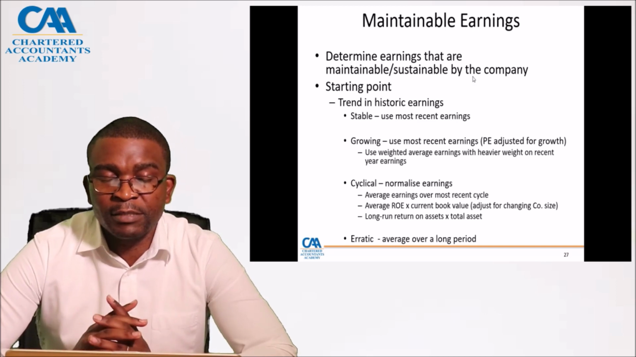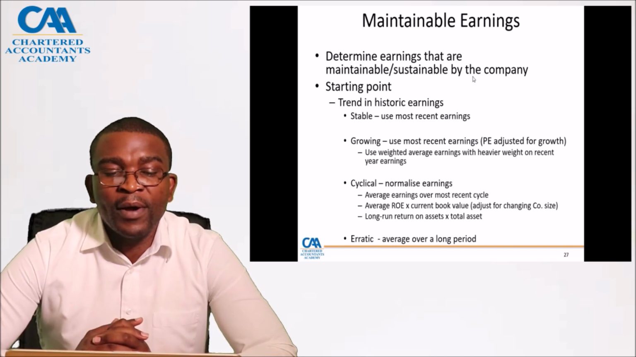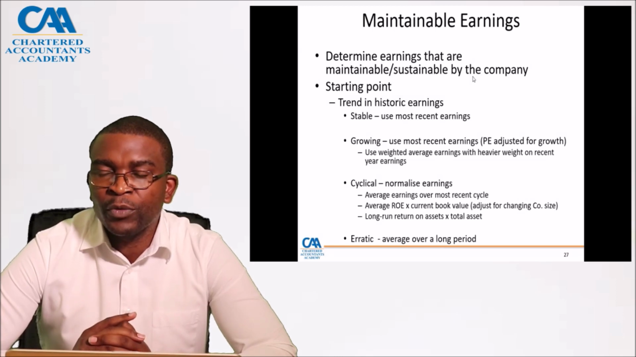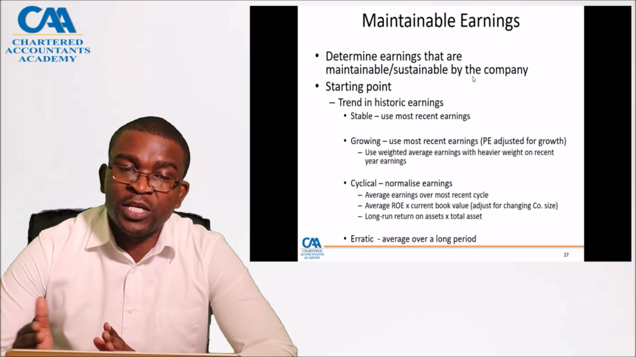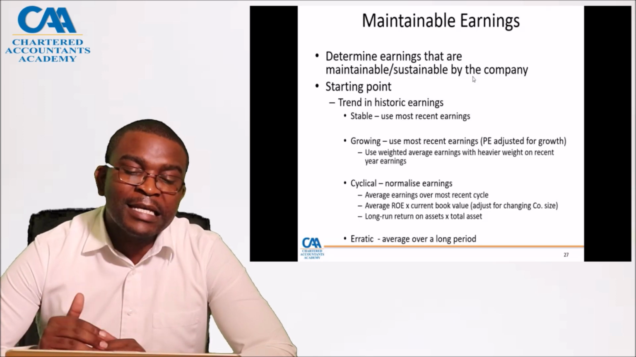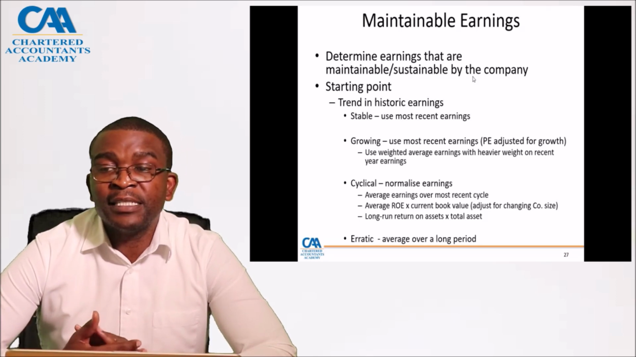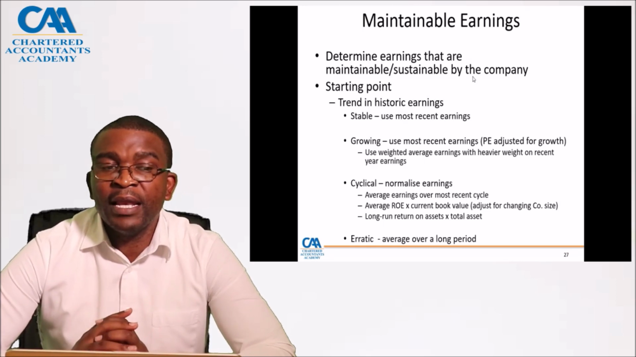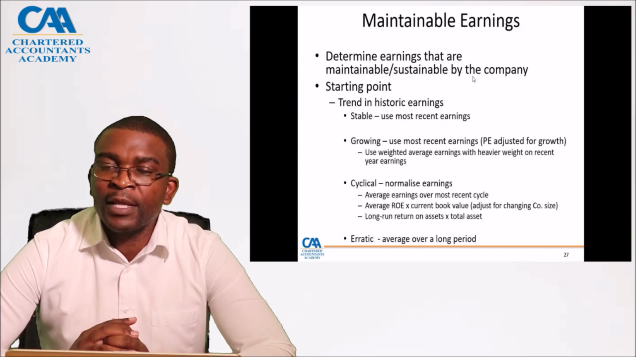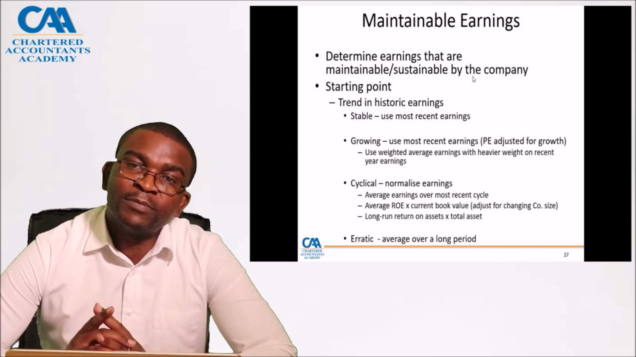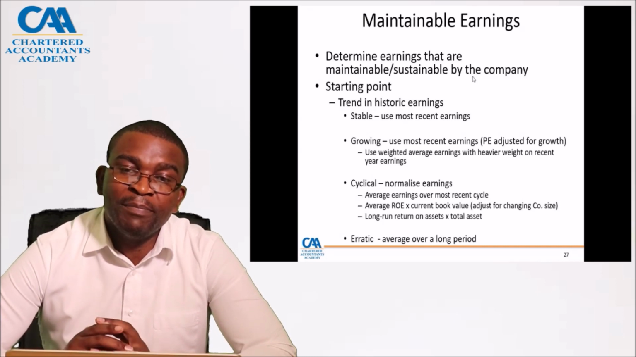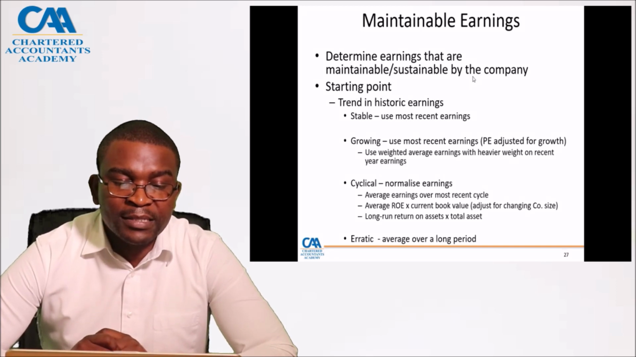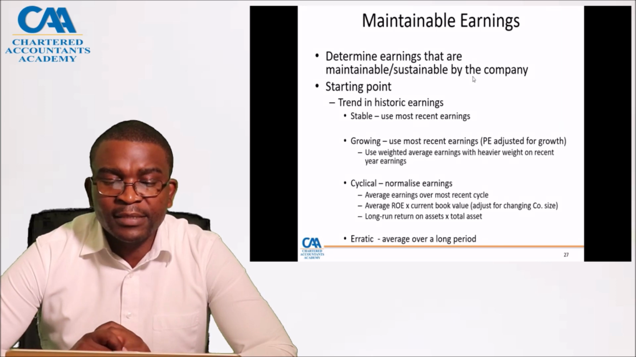Now just to look at the adjustment on the earnings, one thing that we want to do is calculate what we call maintainable earnings, which means what earnings can be generated into the future. There are things that affect our earnings and make them not maintainable. For example, this year we might sell a building and realize a huge gain on disposal. The profit coming from a gain on disposal is not sustainable because we don't expect to be selling buildings every year. So the starting point is to look at the trend in historical earnings.